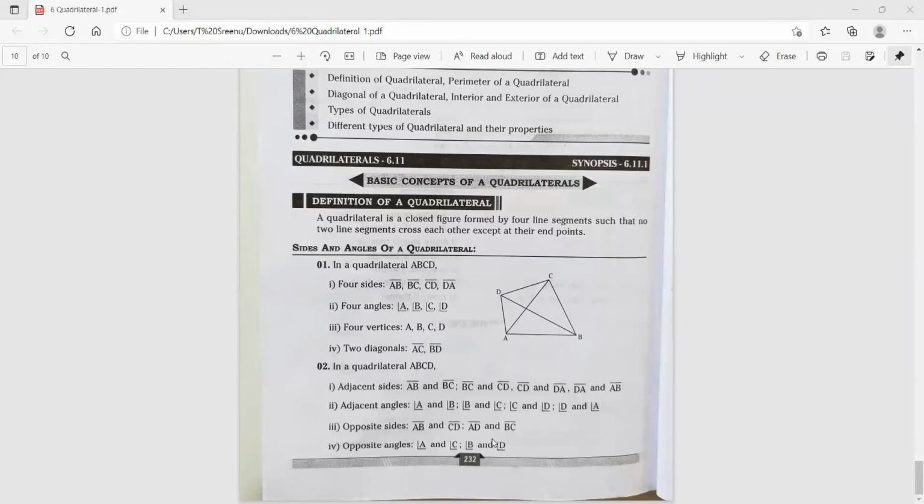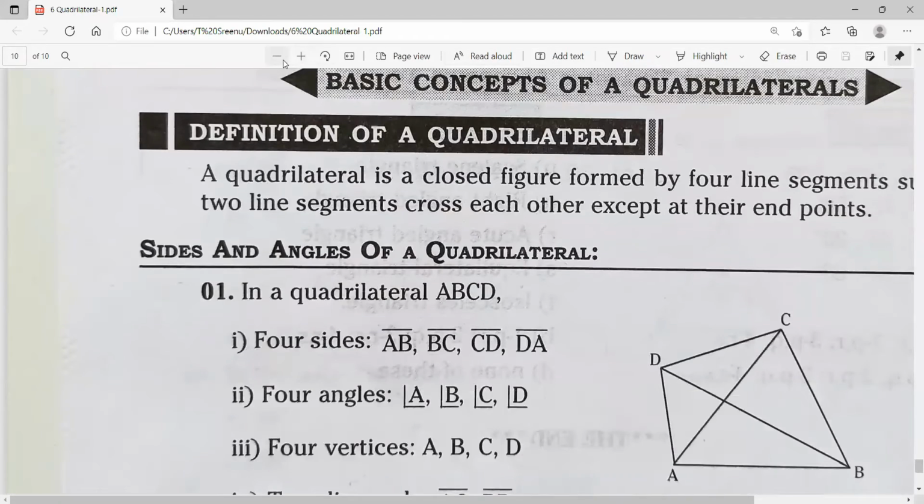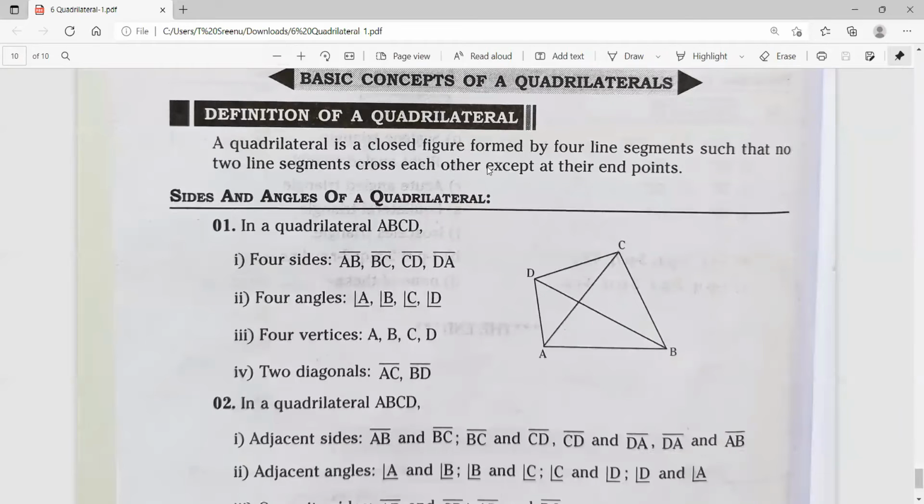Check it out. Definition of quadrilateral. A quadrilateral is a closed figure formed by four line segments such that no two line segments cross each other except at their endpoints. That means, suppose I take two line segments, they have to cross at their endpoint. They should not cross at any other point. So it is formed by four line segments.